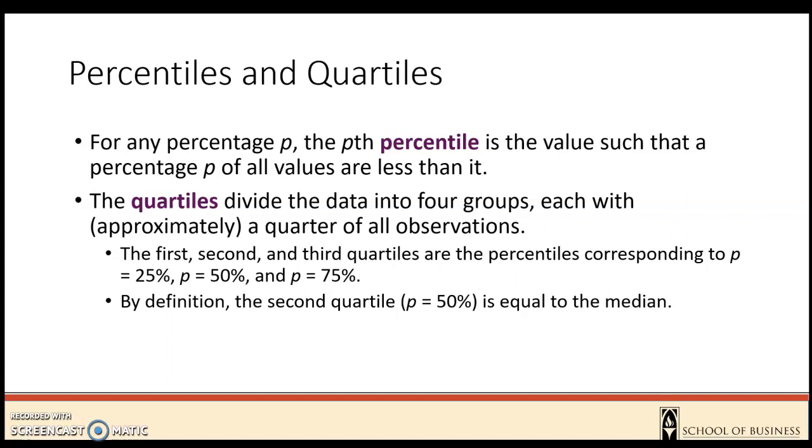The quartile is a specialized percentile where the first quartile would be the 25th percentile, the second quartile would be the 50th percentile, and the third quartile would be the 75th percentile. And so by definition, that second quartile should be the same as your median. So it's just a way of parsing data and taking a look at it.